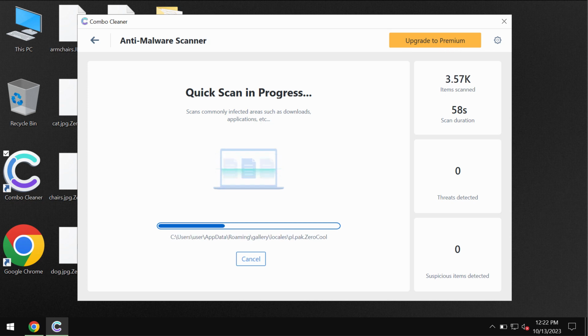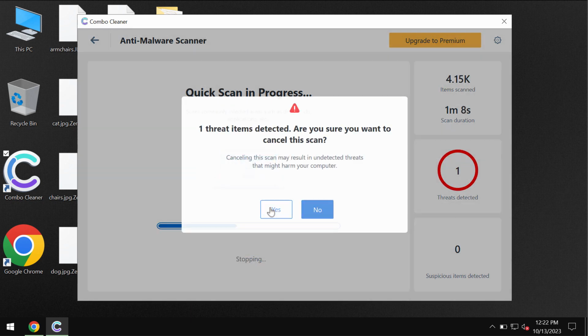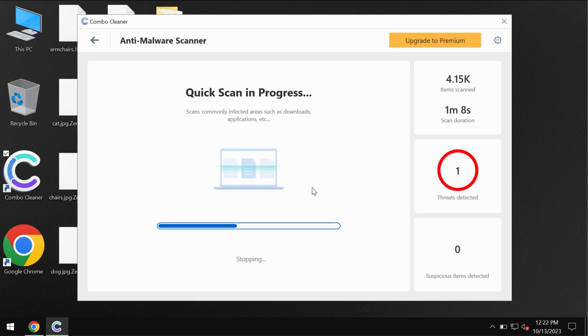At the end of the scanning, you will see the summary of all the threats which were revealed on your computer. Some threats can be removed manually, of course, but my strong recommendation is that you consider upgrading to Premium.